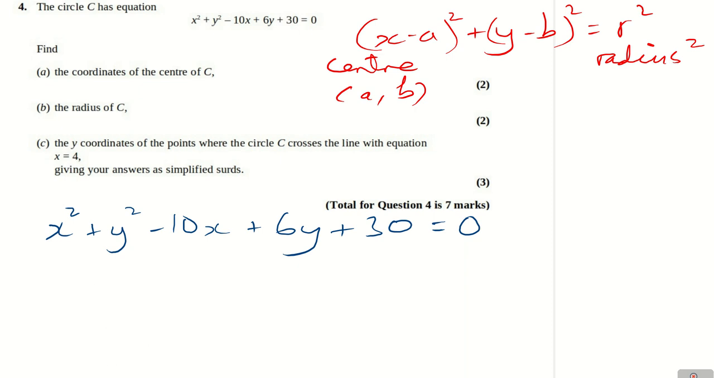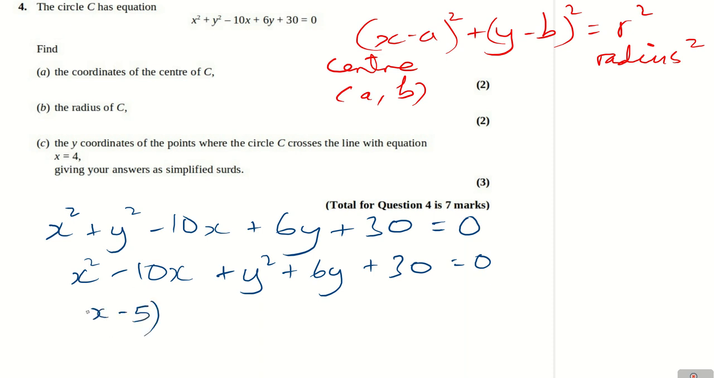So if I get the x terms together and the y terms together, we've got x squared minus 10x plus y squared plus 6y plus 30 equals 0. I then complete the square on x squared minus 10x, so we halve the minus 10 and we get x minus 5 all squared. But then that's going to give us an extra minus 5 squared, which we don't want, so we have to subtract 25. Plus y, halve the 6y to get half the 6 to get 3, so y plus 3 all squared.